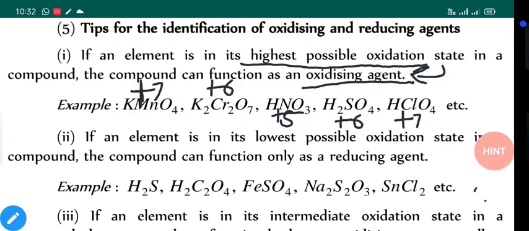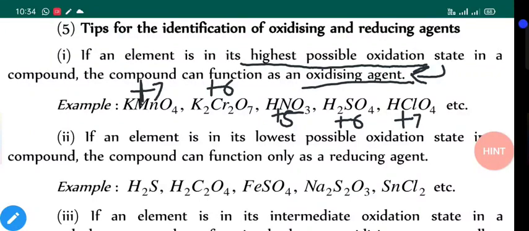The second point is, just like reduction is the opposite process of oxidation, similarly an oxidizing agent is the opposite of a reducing agent and vice versa. So if for oxidizing agent behavior the highest possible oxidation state is needed, for reducing agent behavior we need the lowest possible oxidation state. If a compound or element is in its lowest possible oxidation state, then it can act only as a reducing agent. Here we have some examples which have very low or the lowest possible oxidation state.